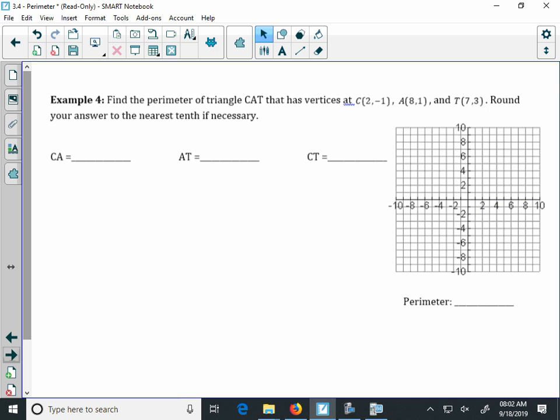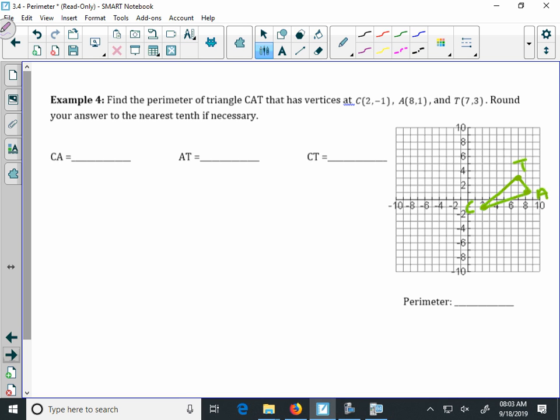Let's replot it. That's why we use Desmos. 2, -1, 8, 1, and 7, 3. See? Now are those right? That's why we use Desmos for human beings. You might be a little tired one day, and oh yeah, 8, 1. Plotted 8, -1. I see it all the time. I do it all the time. We're humans. Plot it in Desmos. Double check how you plot your points. Okay.